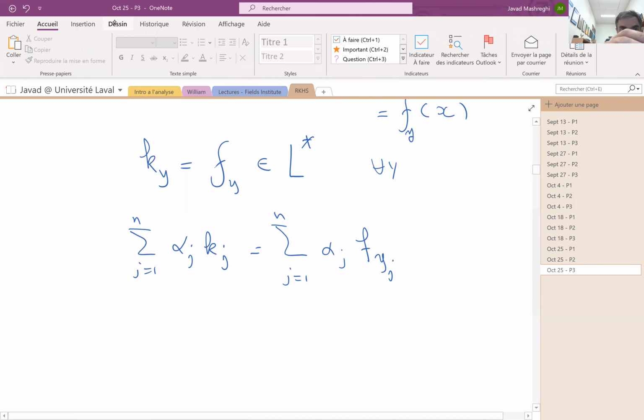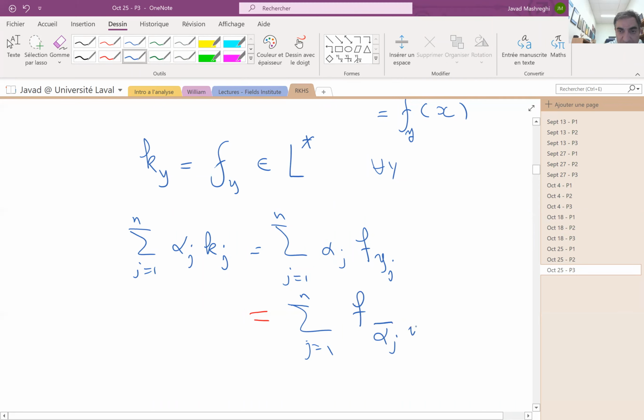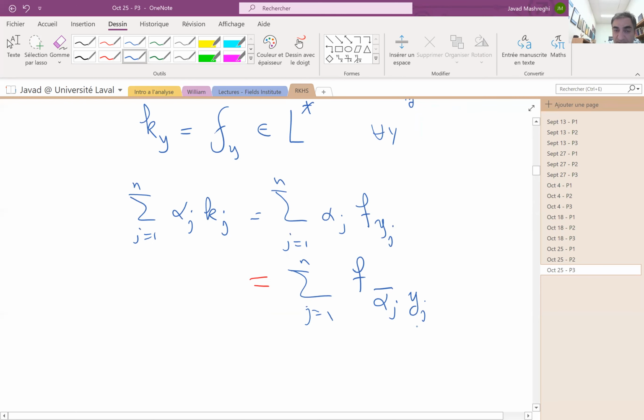And you need to be careful here. I write it in red. Be careful. This is sum over j from 1 to n of f of alpha_j bar y_j. Because y_j is in the second component, when the inner product is on the second one and you take it inside, it becomes bar. And then it's f of the sum over j from 1 up to n of alpha_j bar y_j.